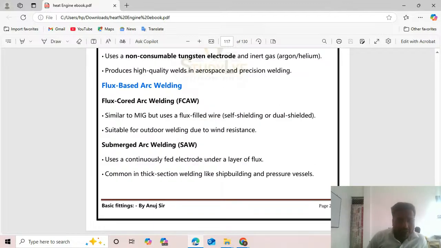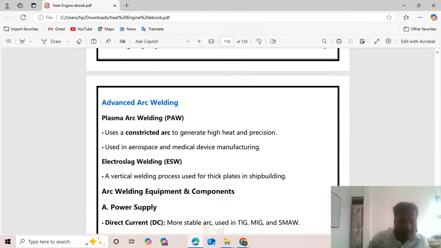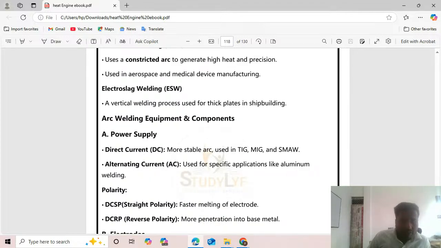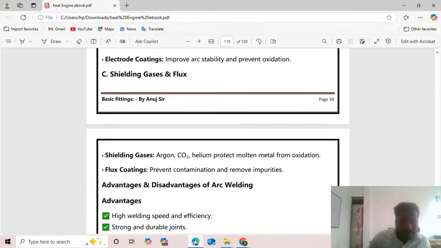Flux based arc welding, flux cored arc welding, submerged arc welding. This is not that important from the exam point of view. And advanced arc welding, also plasma arc welding, generates high heat and precision, and is used in aerospace and medical device manufacturing. And after that, you will see the shielding gases, argon, carbon dioxide.